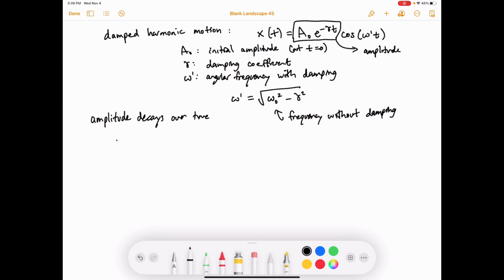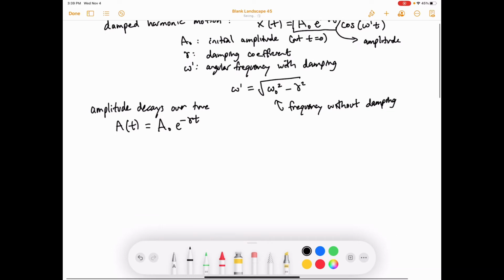And it's given by a as a function of time is equal to that exact quantity I circled, a naught times e to the minus gamma t. Okay, so we can actually use this to solve for gamma, because if we start by dividing out a naught, we have a at time t divided by a naught. That equals e to the minus gamma t.